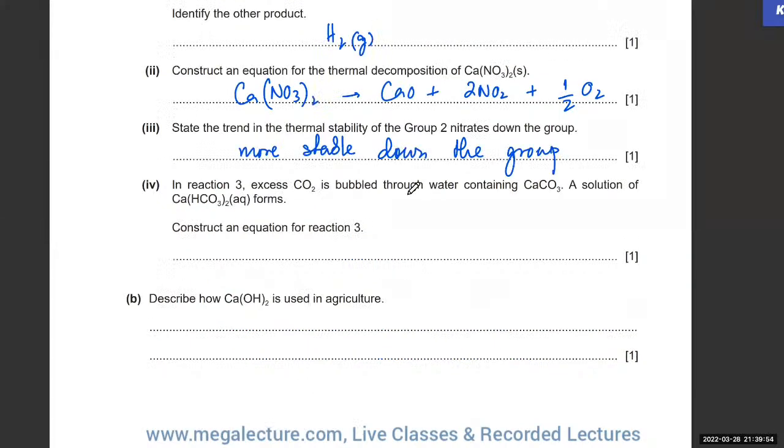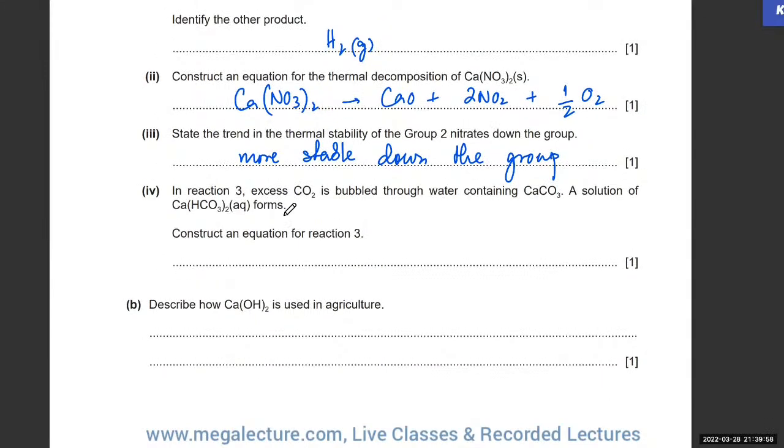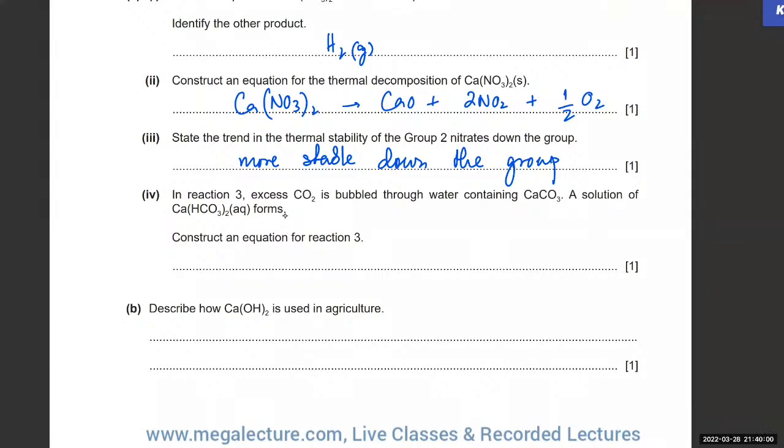In reaction 3, excess CO2 is bubbled through water containing calcium carbonate. A solution of this is formed. Construct an equation. So everything is given. It's CO2 and it's bubbled through water. So I think there is water involved, containing calcium carbonate, and a solution of Ca(HCO3)2 is formed. This is what the question reads.